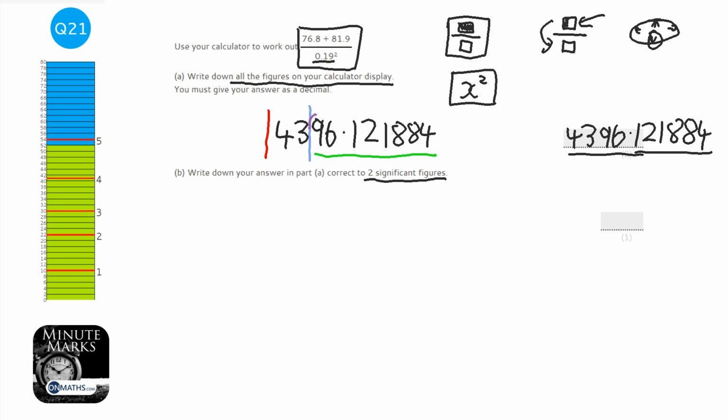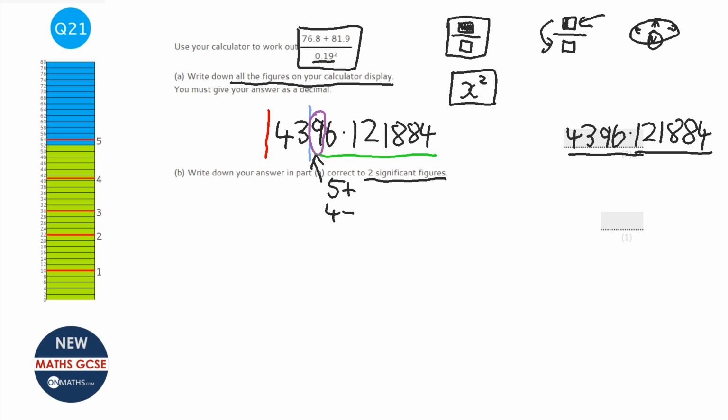Now, this number here, the 9, is what we call a decider number. Now, that number is going to go. That 9 is gone. Okay? But before it goes, we need to see whether that is 5 or more or 4 or less. If it's 5 or more, it pushes that 3 up to a 4.